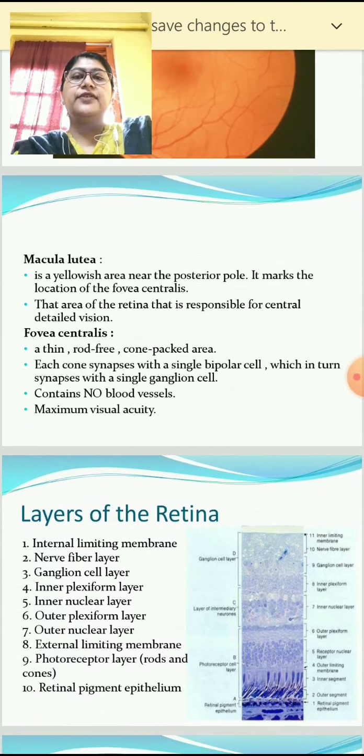Now, fovea centralis is a thin rod-free cone-packed area. Here no rods are present, only cones are present. Each cone synapses with a single bipolar cell. It contains no blood vessel and it has maximum visual acuity. So, if there is any problem in the fovea centralis or the macula, the patient's visual acuity drastically drops.